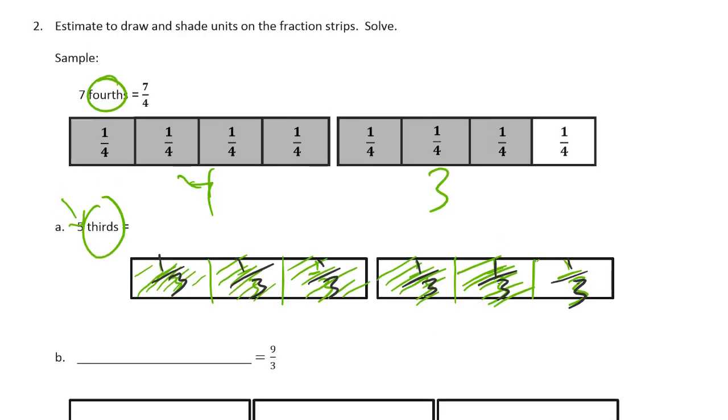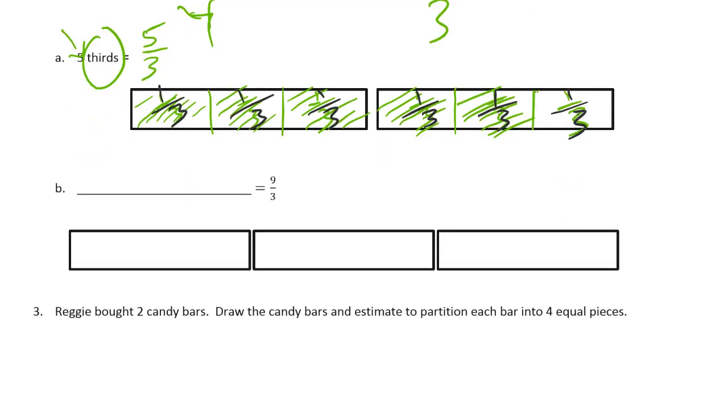Oh, we have to write this as a fraction here. So right up here, because in the sample we have the unit form and we have the regular fraction notation. So we want 5/3, we have to write that as a fraction, 5 is the numerator and 3 is the denominator. And so here we're given this 9/3.